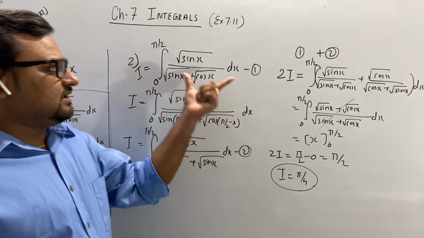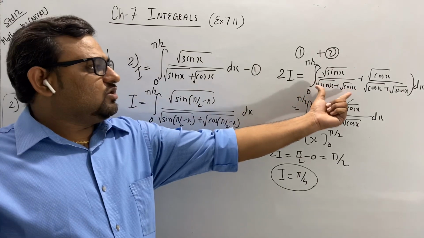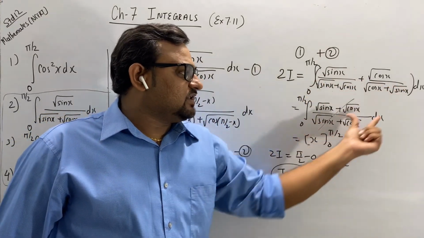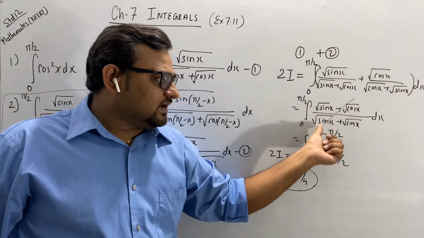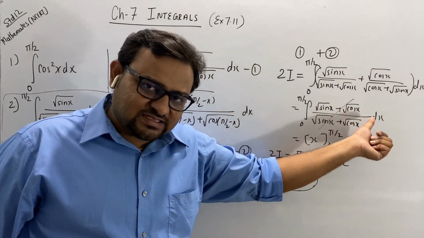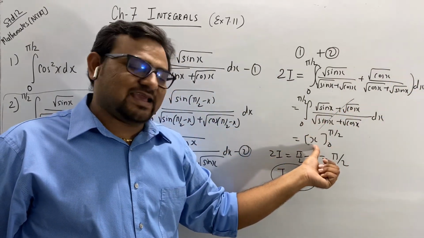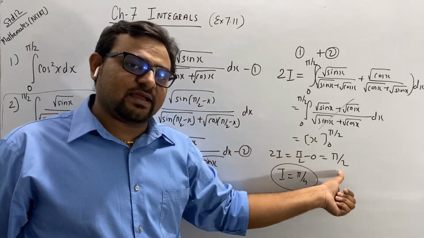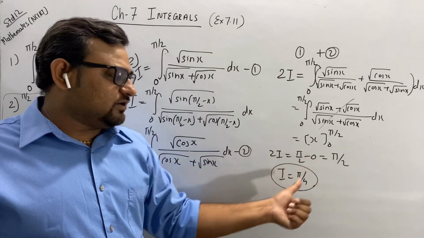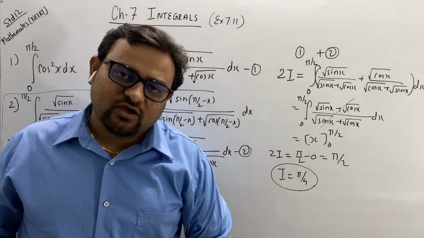Okay, we use the same method. 1 plus 2. When we are adding this, the denominator is the same. So root sin x plus root cos x, both will get cancelled. The answer is 1 dx. Integration of 1 is x. So from 0 to pi by 2, putting the upper limit and lower limit, we get pi by 2. 2I equal to pi by 2. So I is equal to pi by 4.